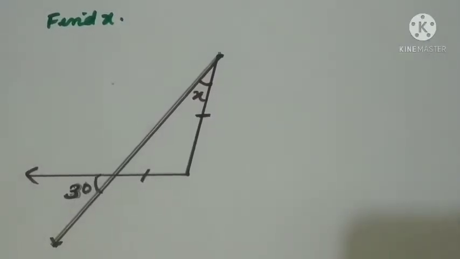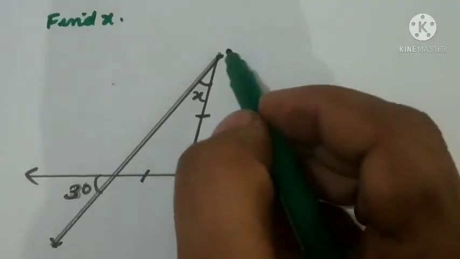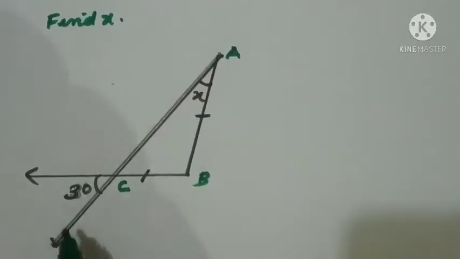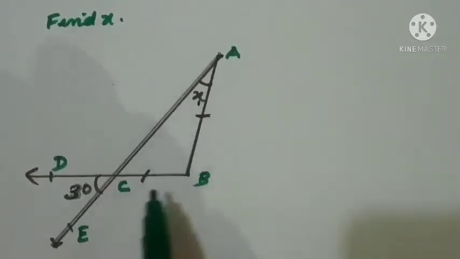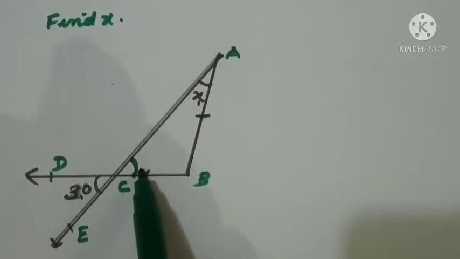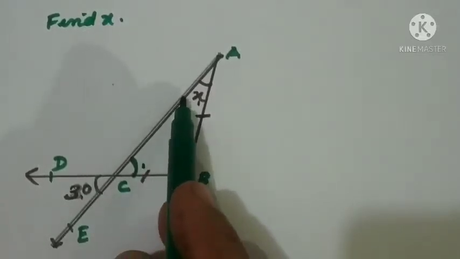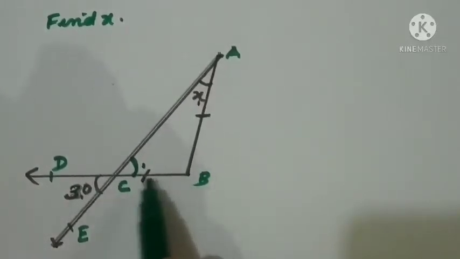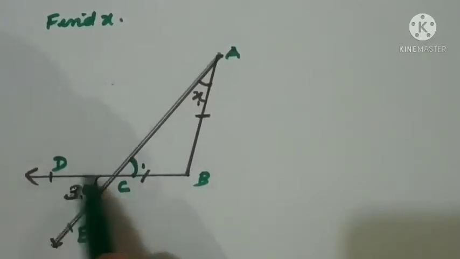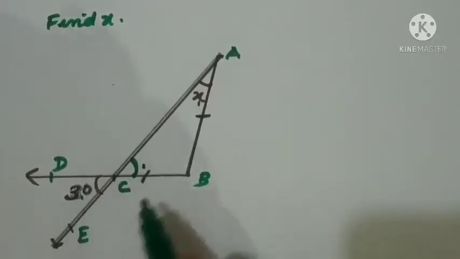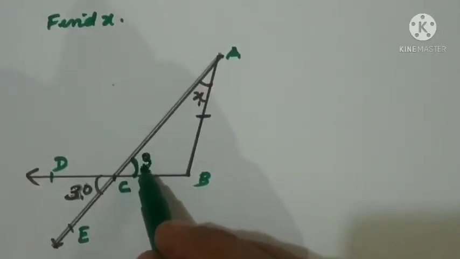Find x is the question. Here no letters are given. First we will name them A, B and C here. Now we have to get this also, D here, and I'll put E here. X is here only, right? Now if it is 30 degrees, what about this angle? If it is 30, this also is 30, because AE and BD are intersecting lines. These two are intersecting at the point C. So vertically opposite angles are equal. So I'll write here also 30 degrees.